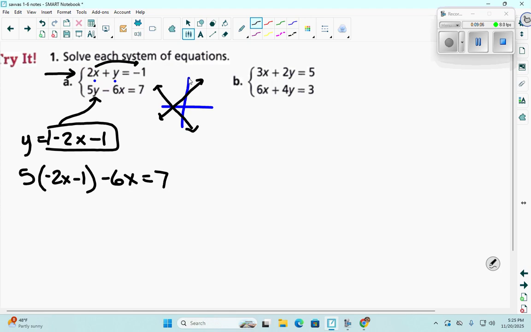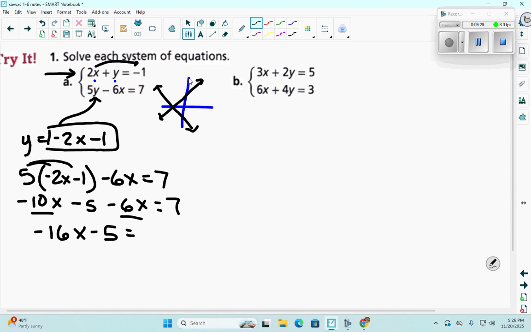Okay, so I need to distribute these in here and then combine my like terms. Okay, so I would have a negative 10x minus 5, and then now the negative 6x equals 7. Okay, so combining our like terms, I would have a negative 16x minus 5 equals 7.